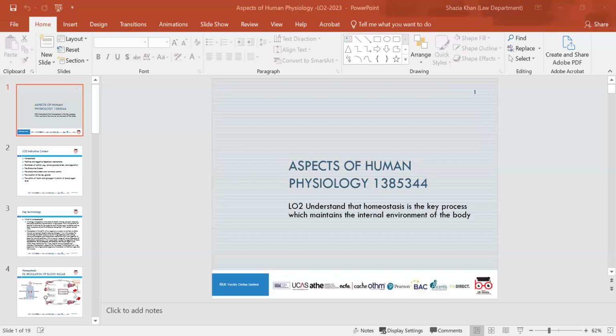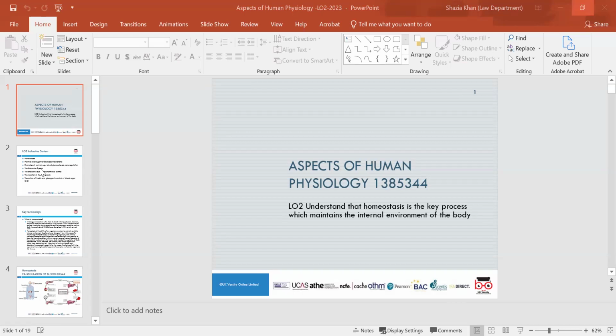So that was learning outcome 1. Now we're looking at learning outcome 2, which is to understand that homeostasis is the key principle which maintains the internal environment of the body, and look at that in regards to the elements of that.